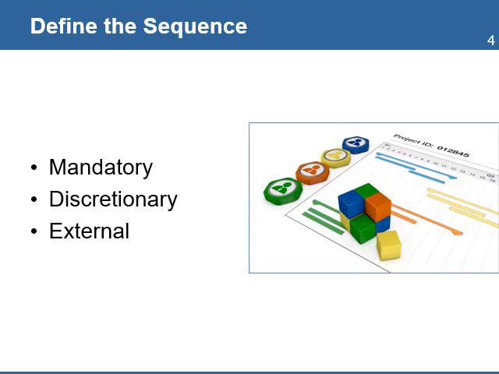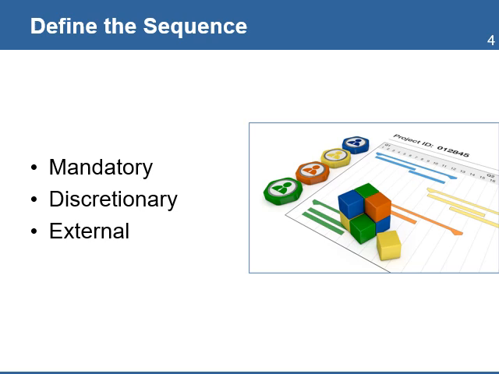From all the activities in the WBS, you will need to identify the sequence in which they need to be organized. Each activity will follow one of the following types of dependencies. Mandatory means one activity must not start until another activity ends. For example, you cannot start the building of walls until the foundations have been completed.